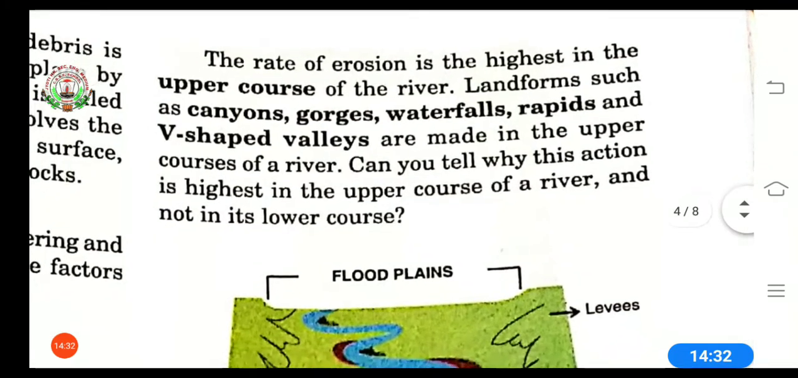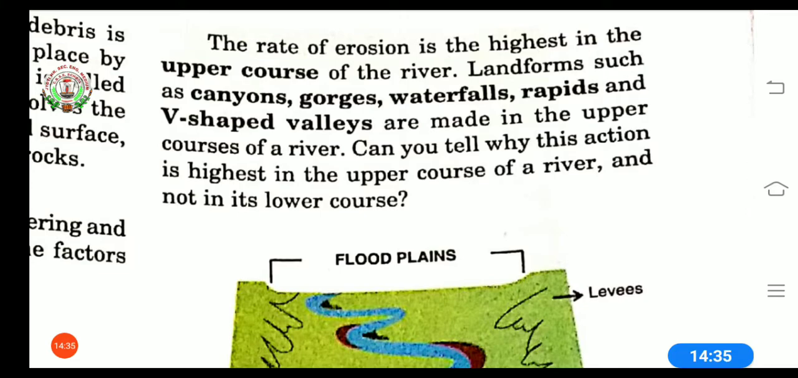Now here one question arises, that can you tell why this action is highest in the upper course of a river and not in the lower course? Yes, because of the potential energy. Now because of the result of potential energy and the need for the river to cut down and balance its energy, the river erodes. It erodes in the upper course more than the middle or the lower course.